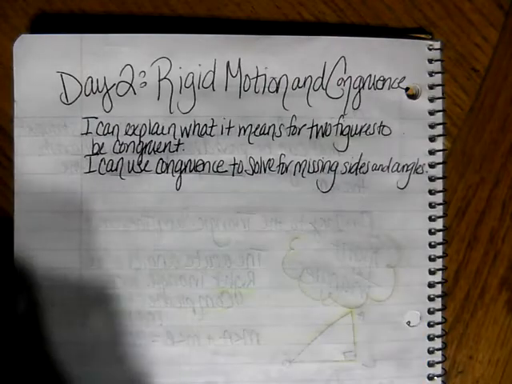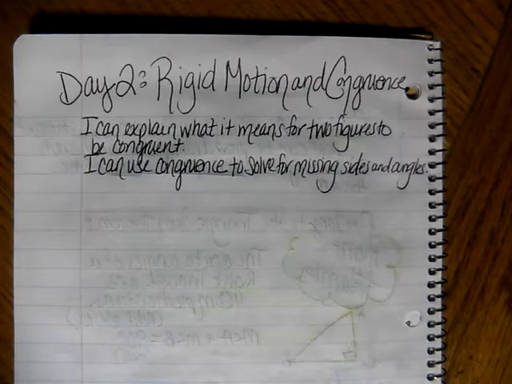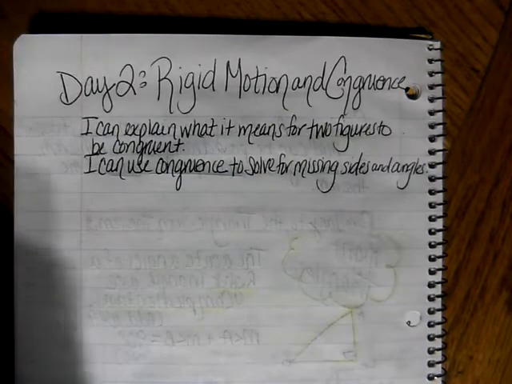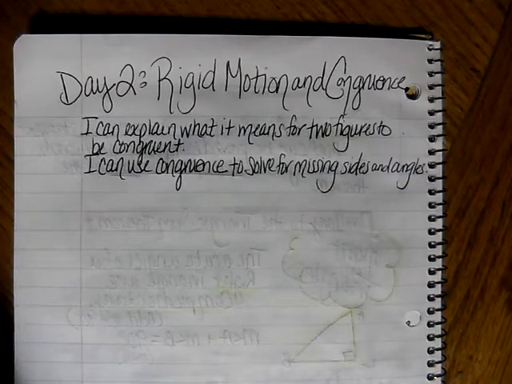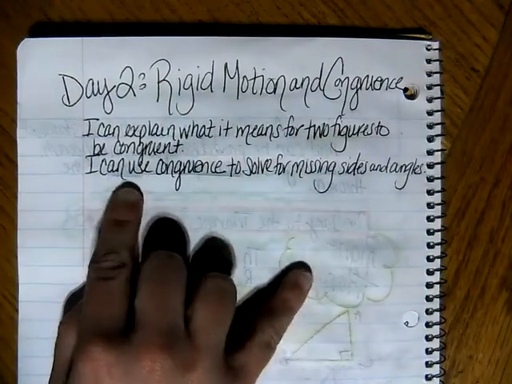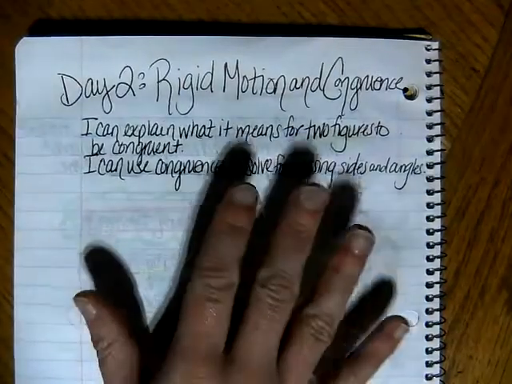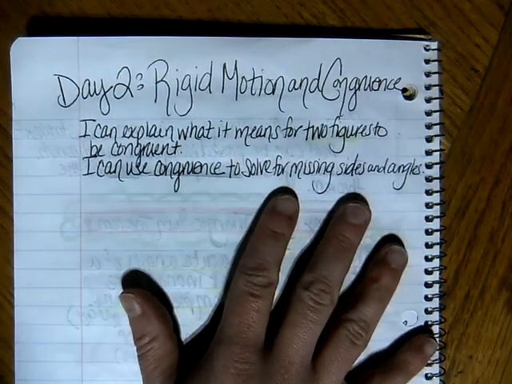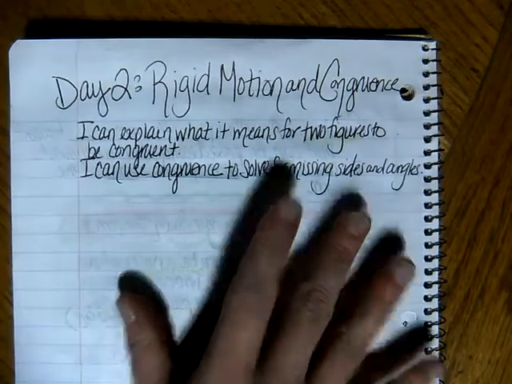Hi everyone, for today's lesson we are going to learn about rigid motion and congruence. Our learning targets for today are for you to be able to say, I can explain what it means for two figures to be congruent, and I can use congruence to solve for missing sides and missing angle measures.